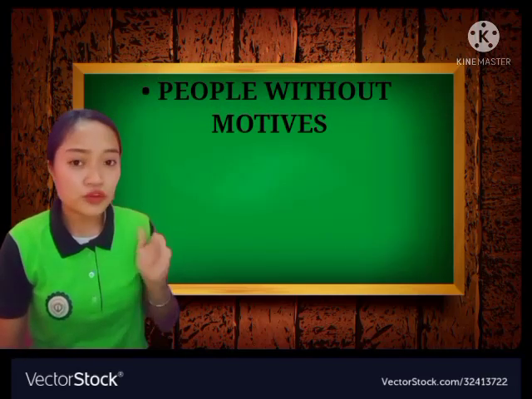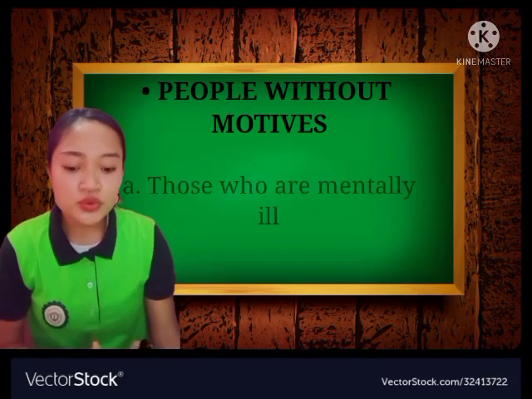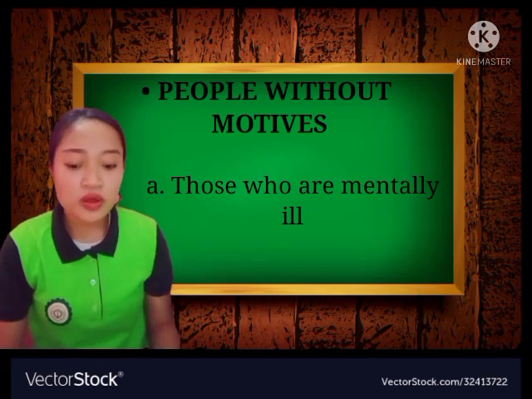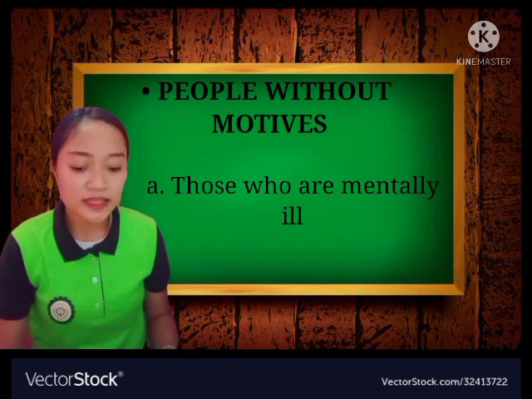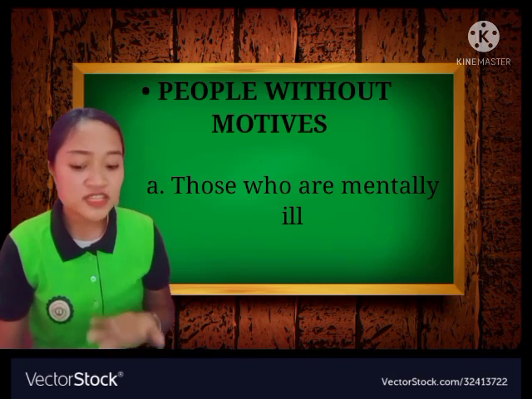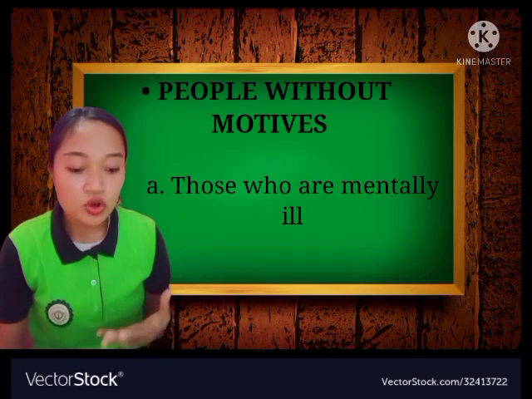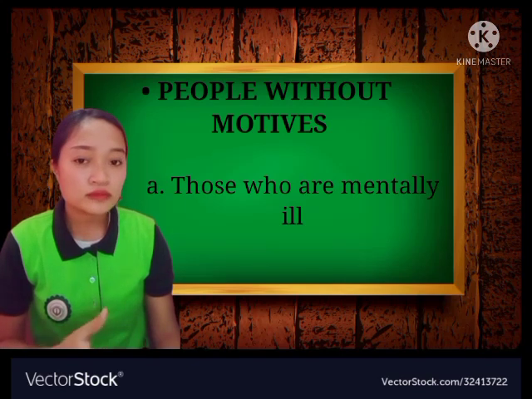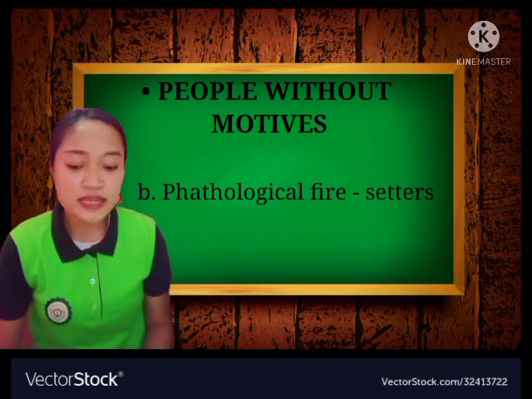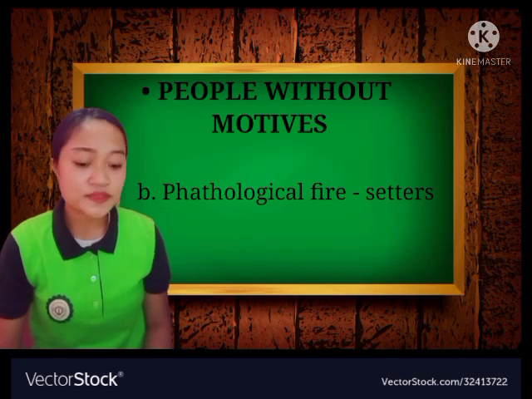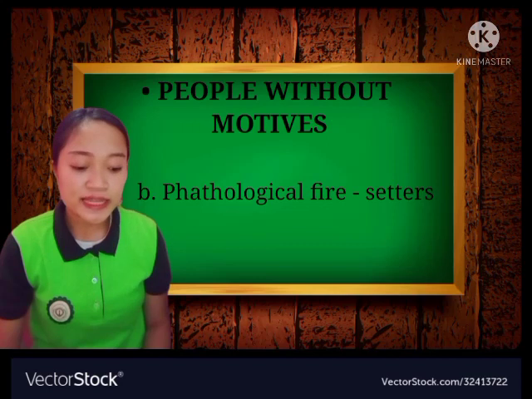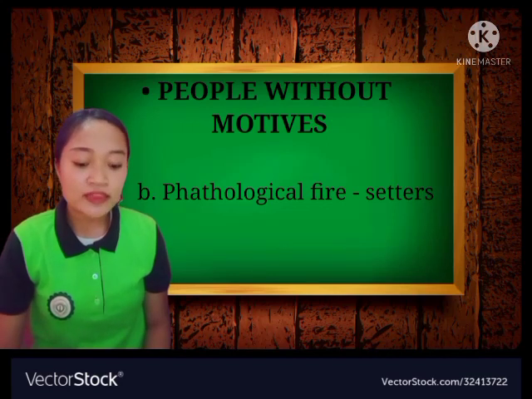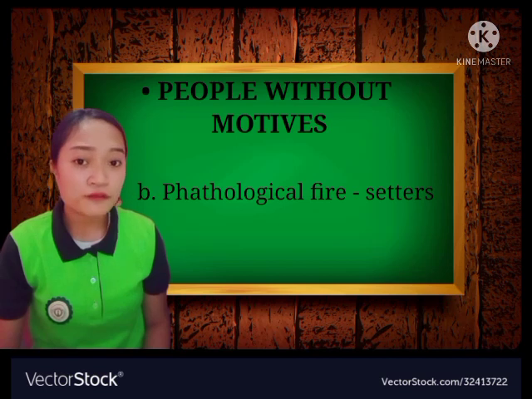Next, in people without motives. Here, those who are mentally ill. So, the arsonists are those who have a mental health condition like depression, obsessive compulsive disorder, and etc. Kaya nagawa nila na magsunog. Next, pathological fire setters is a subset of arson wherein the fire setter has a psychiatric, developmental, or other medical disorder that significantly contributes to the etiology of the act of setting a fire.